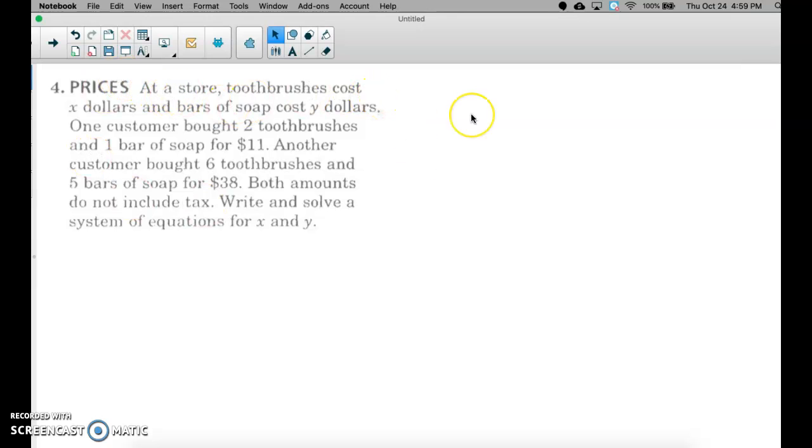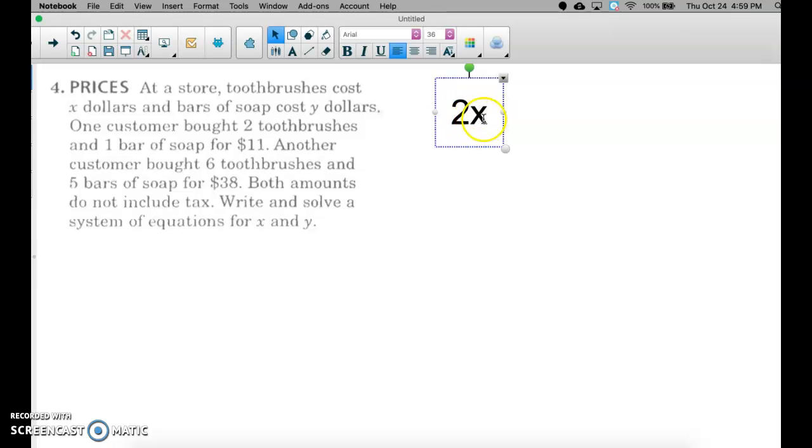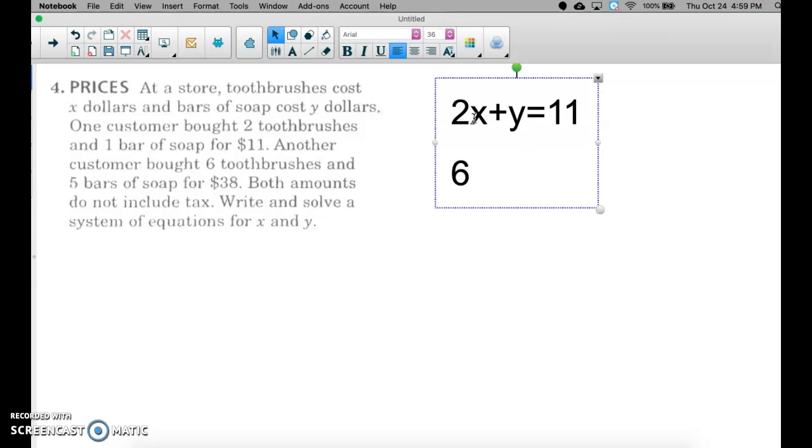So at a store, toothbrushes cost X dollars, and bars of soap cost Y dollars. If one customer bought 2 toothbrushes at a cost of X dollars and a bar of soap for Y dollars, they spent $11 total. Another customer bought 6 toothbrushes for a price of X and 5 bars of soap for a price of Y, and they spent $38. Both amounts don't include tax, so we're good there.